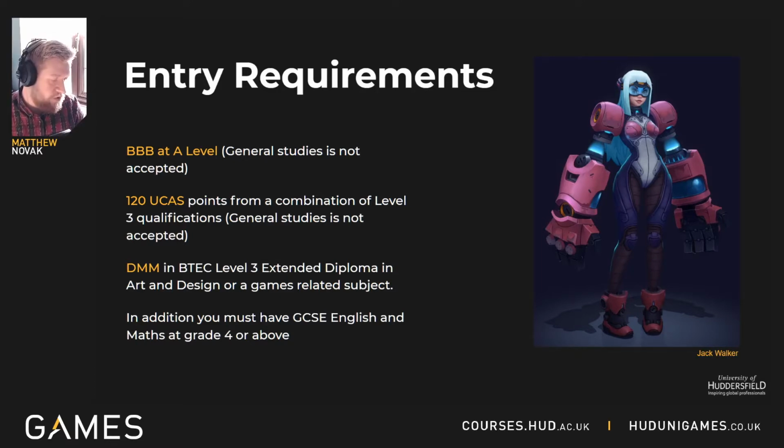We also ask for GCSE English and Maths at grade 4 or above. This is to make sure that you're going to be okay on the course, because game development, even if you're going as an artist, can be quite technical, so making sure that you can be okay with that technical side of things, and then the writing of reports, your dissertation, the academic theory. So as long as you meet those requirements, we're good to go.